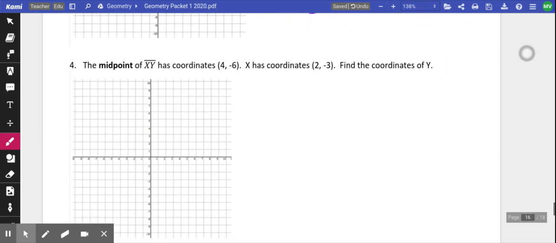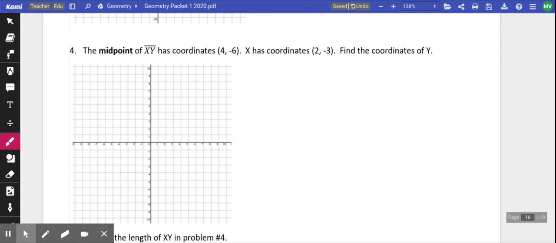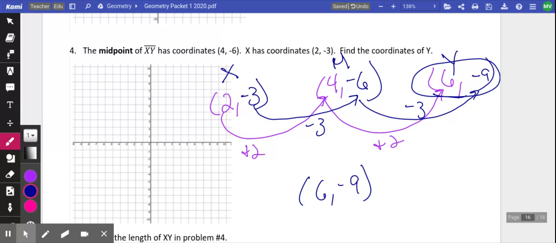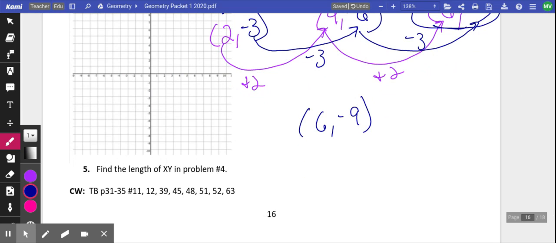So now I want you to go ahead and try this one and come back and check the answer. So I showed my work how I did it the second way I showed you, and my answer is 6, -9. If you did it graphically and got 6, -9, you're fine. If you didn't get 6, -9, please ask me a question.